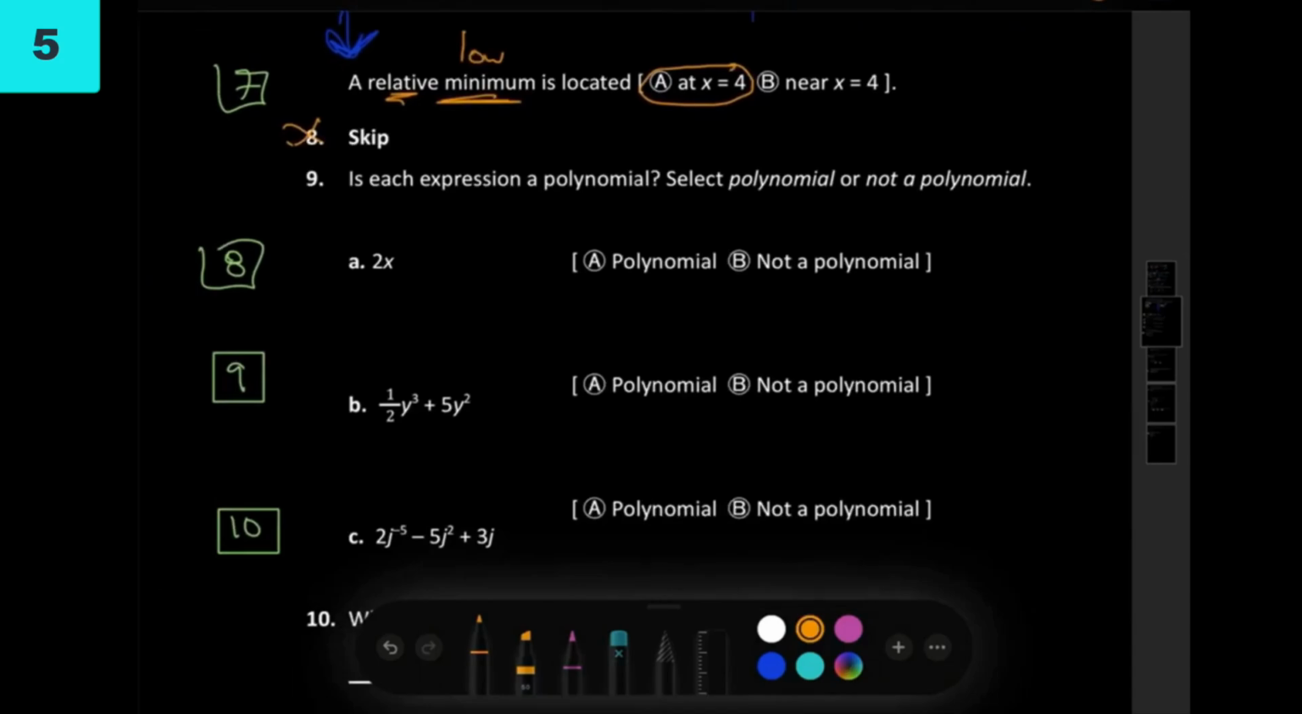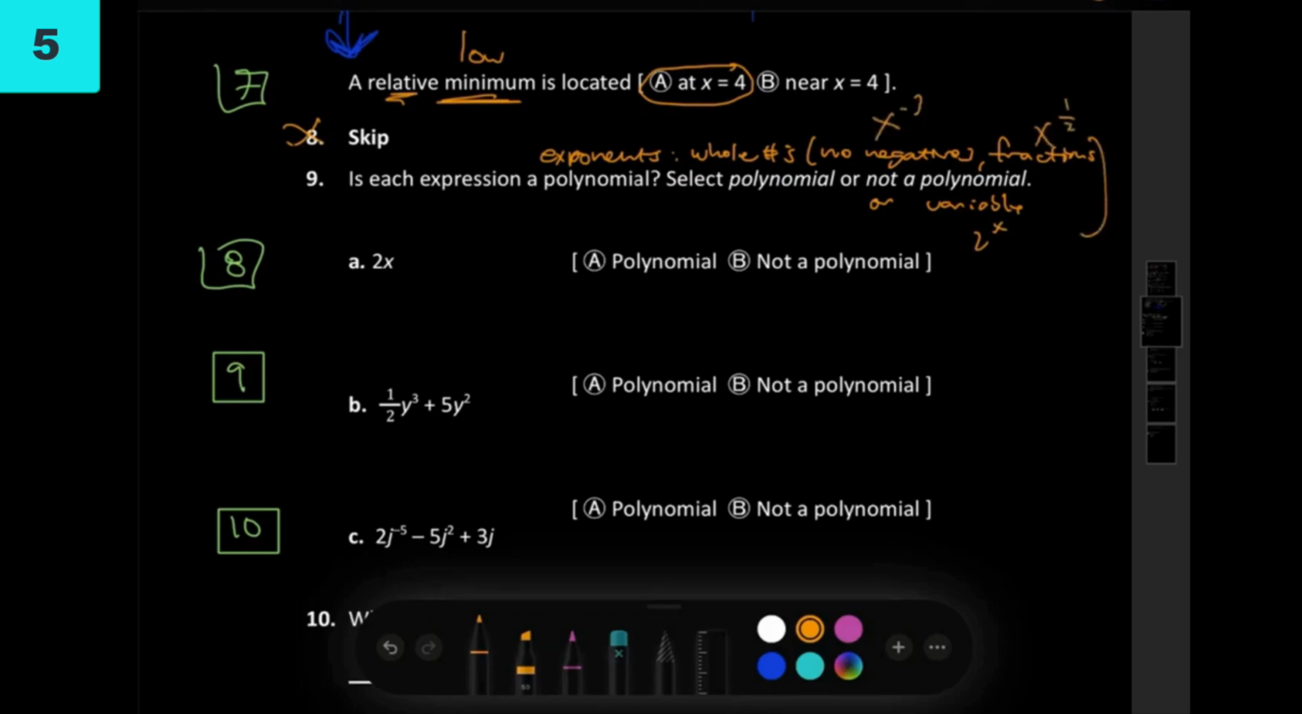Is each expression a polynomial? So a couple of things here. Remember, the exponents should be whole numbers. So that means no negatives, fractions, or variables, like 2 to the x power. That's an example. Or x to the 1/2, or x to the -3.